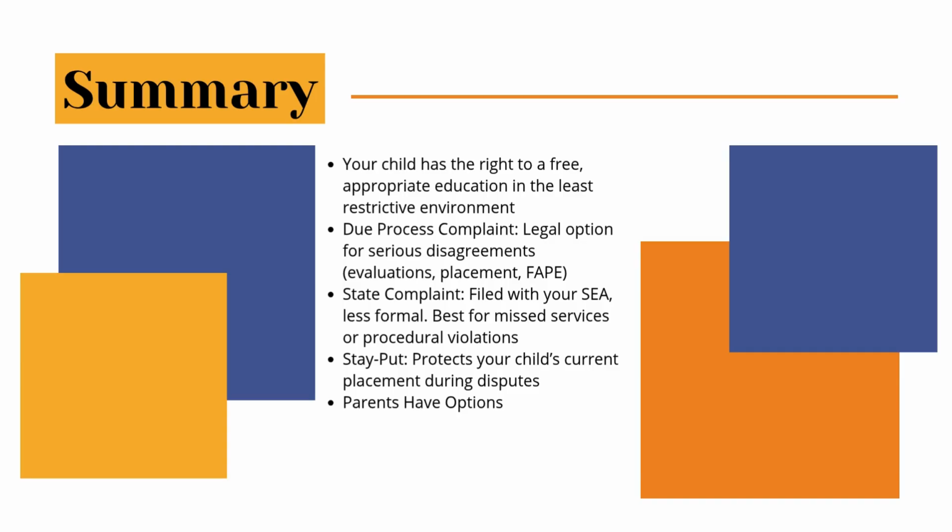If the issue is serious, like whether your child qualifies for services or where they'll go to school, you can file a due process complaint, which may lead to a legal hearing. If the issue is more about services not being delivered or the school not following the rules, you can file a state complaint. This is usually less formal and must be resolved by your state within 60 days. While these processes play out, your child is protected under stay put. That means they remain in their current placement until the decision is made, ensuring stability.